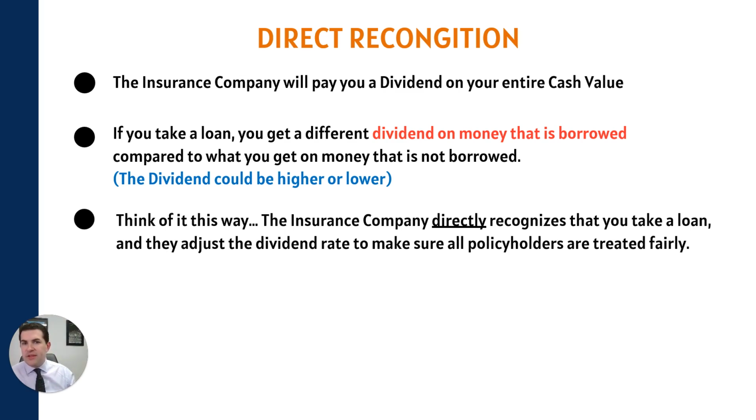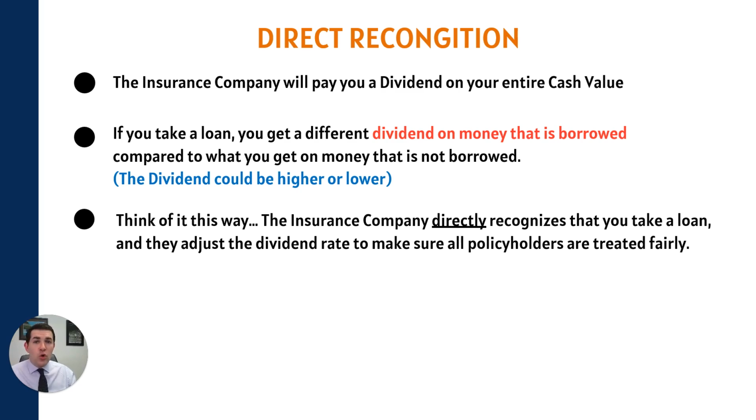Think of it this way. The insurance company directly recognizes that you take a loan and they adjust the dividend rate applied to those loaned dollars. Really, why they do this is because they want to make sure that all of their policyholders are treated fairly. If you have a life insurance policy with a mutual company, who owns that company? Technically, the policyholders. That's how mutual life insurance companies work. So direct recognition is a practice that some companies have to make sure everyone is always treated fairly. And again, that does not mean that every time you take a loan, your dividend is going to be reduced, although that's the example we'll look at today, which will be cool.